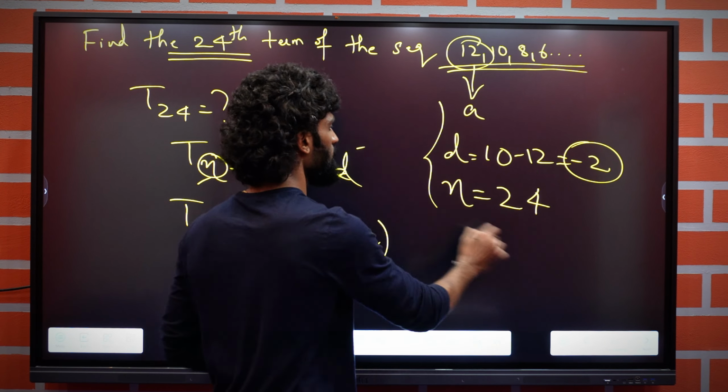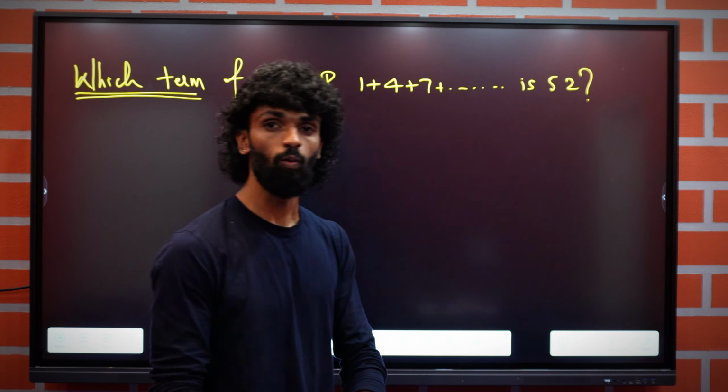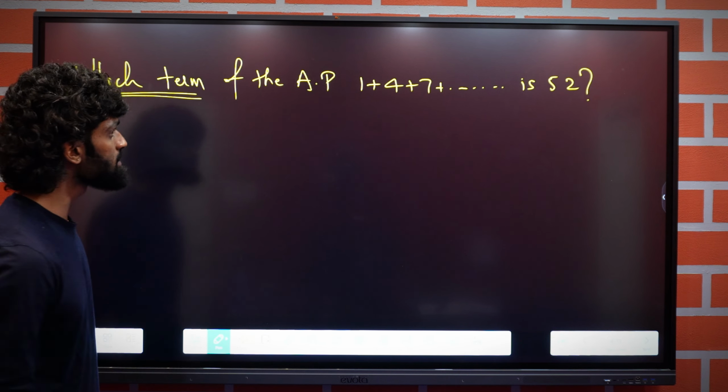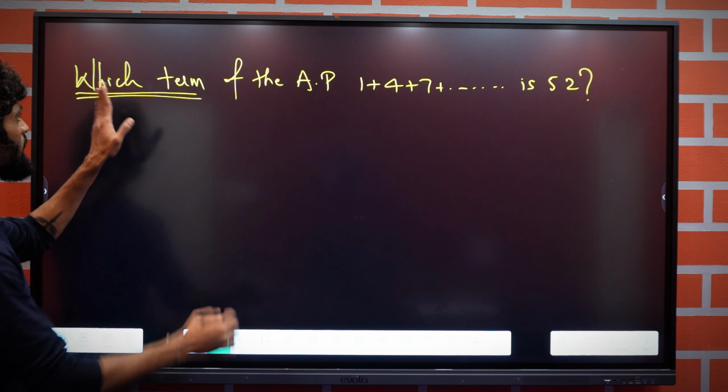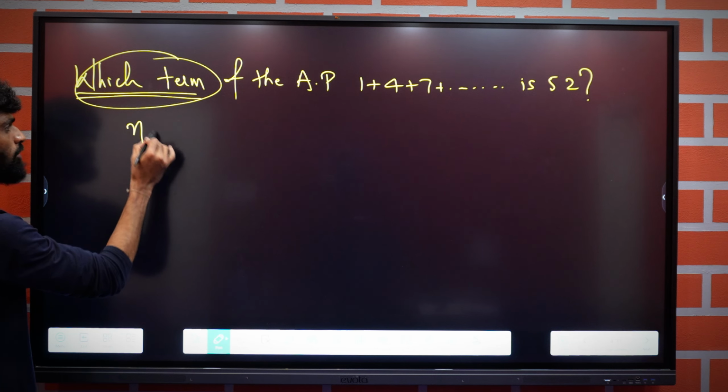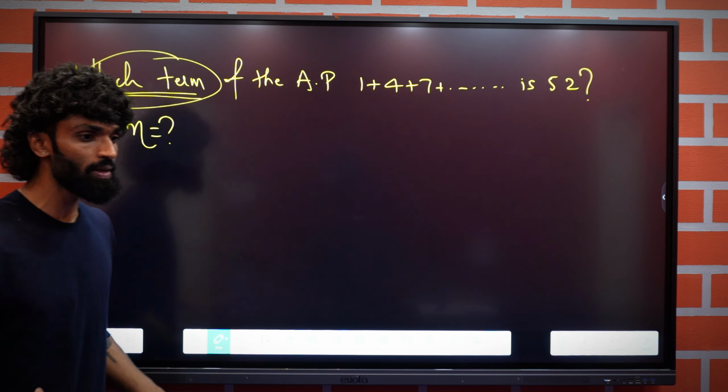But this is where your skill lies. You trying to find out what is actually being asked for us in the question. Now, which term of the AP is 1 plus whatever? Which term, meaning the value of n equals question mark. You got to realize what is being asked here.